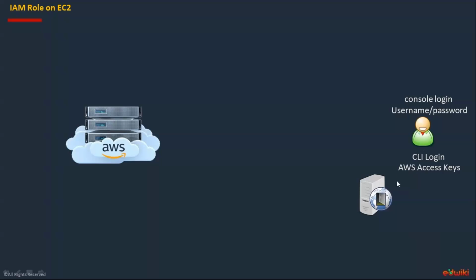So the console login is very straightforward. I don't want to talk about that. If it is a CLI, this user can run the CLI on any system that he likes, correct? As long as the system has internet connectivity, it should work. So the question here is, can this user run the AWS commands on the EC2 server itself?